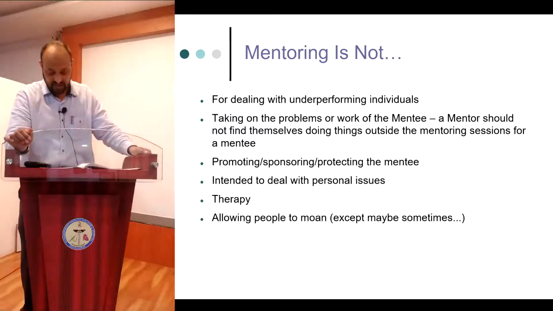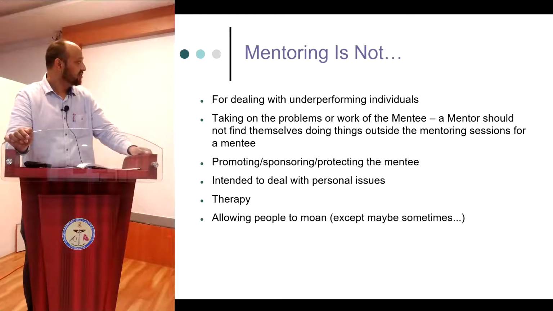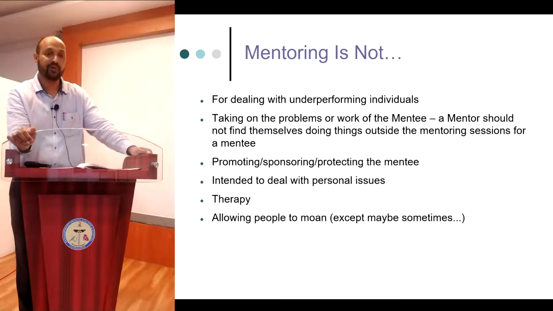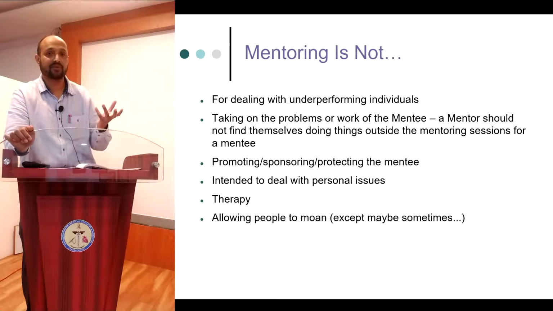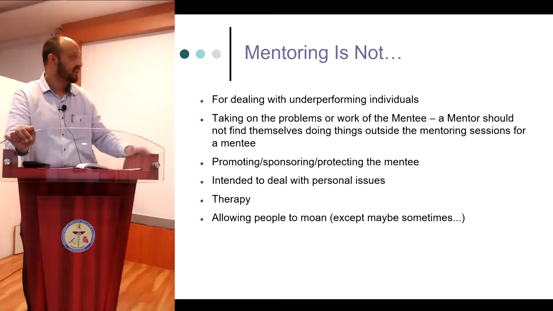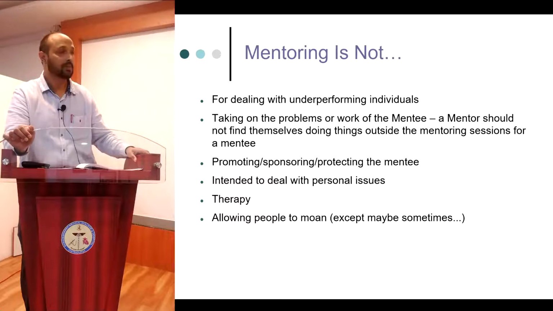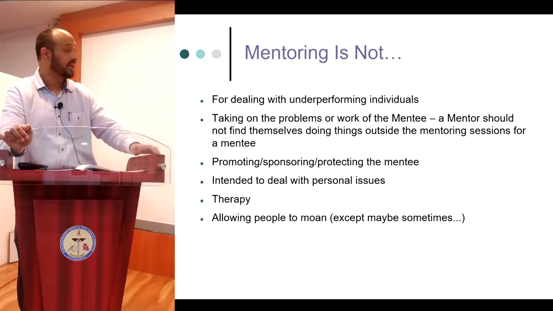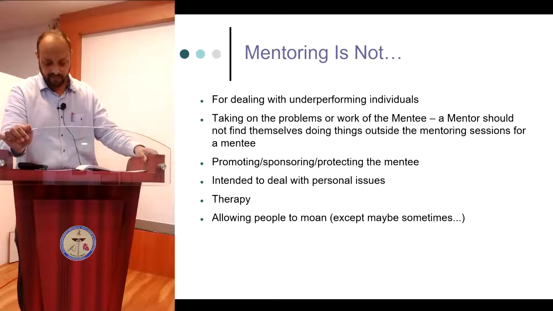It is for keen individuals who want to be successful, who already have zeal professionally. They will approach the mentor and they will benefit from the mentor. An underperforming individual doesn't actually deserve this mentor.